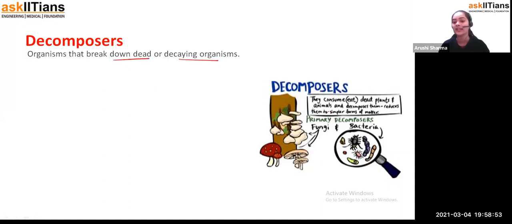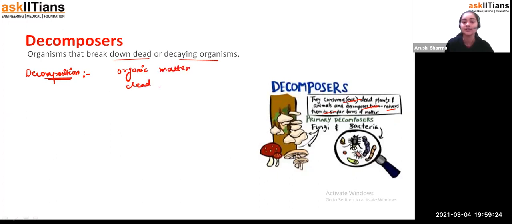How? See, they consume dead plants and animals and decompose them, reducing them to a simpler form of matter. Generally these decomposers are present in soil. If we talk about the decomposition process, we can consider the organic matter, students, as dead plants and animals. Let's say these dead plants and animals are present in soil.